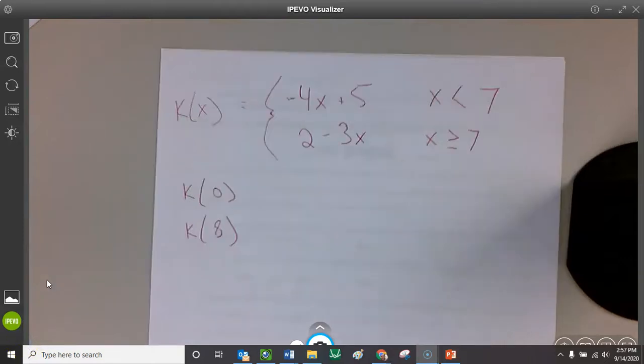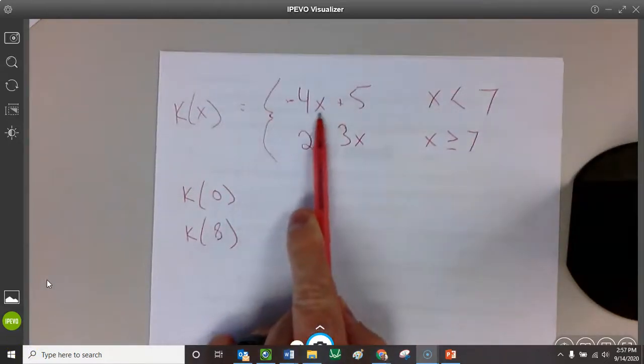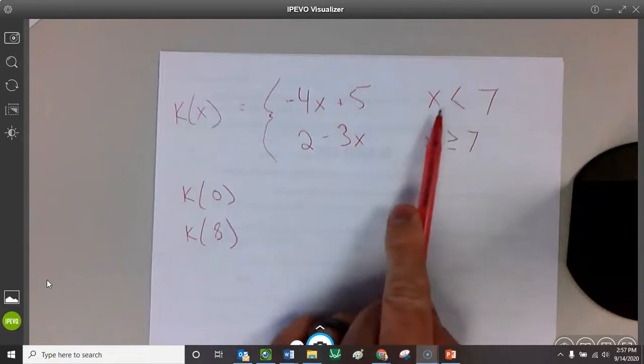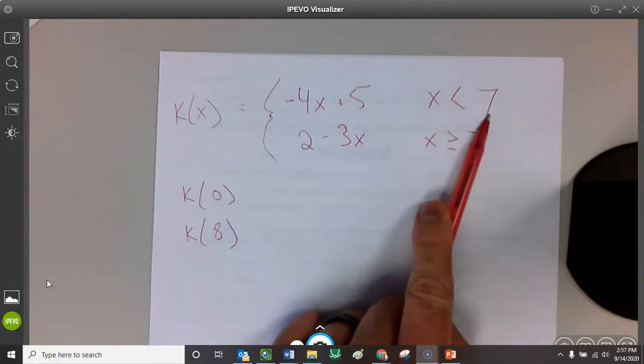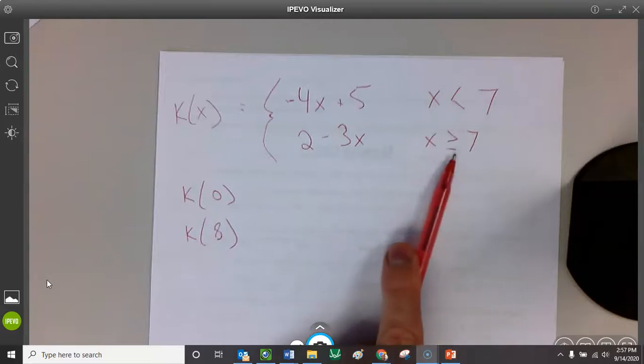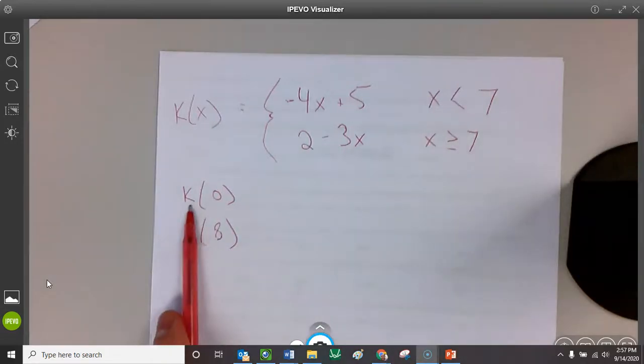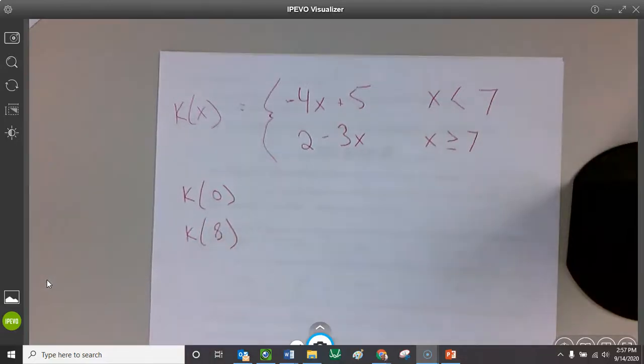Here's our next example. K of x. K of x is made of 2 different pieces. First piece is -4x plus 5. It's linear, as long as x is less than 7. The next piece, 2 minus 3x, linear, when x is greater than or equal to 7. 2 pieces on these intervals. I want you to evaluate k of 0, and then I want you to evaluate k of 8. Take a minute, hit pause if you need to, and then come back and let's see if you got them right. Okay, hopefully you hit pause and now we're back.